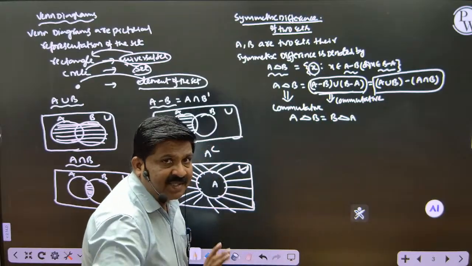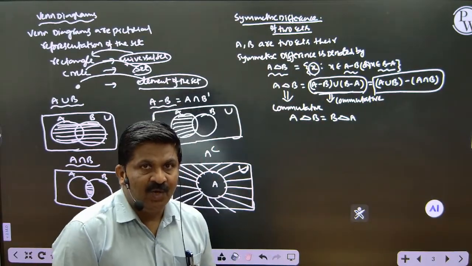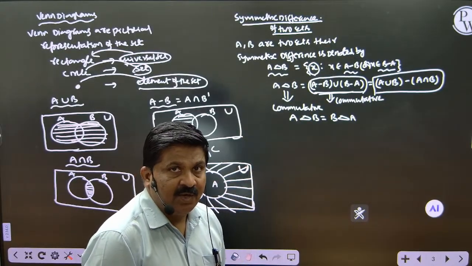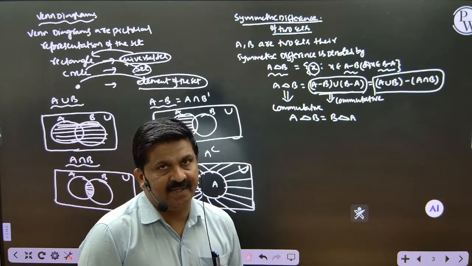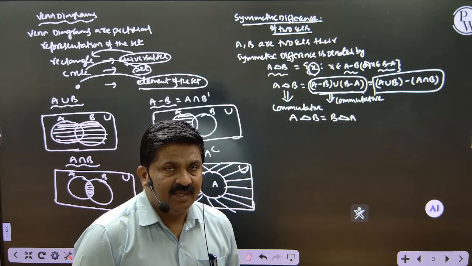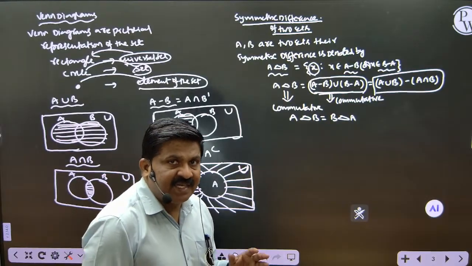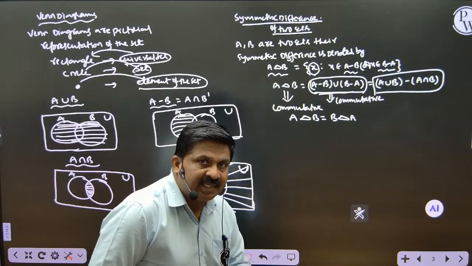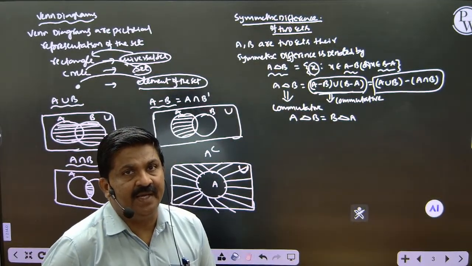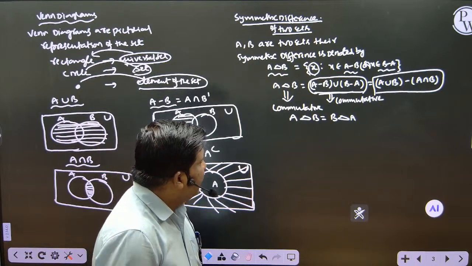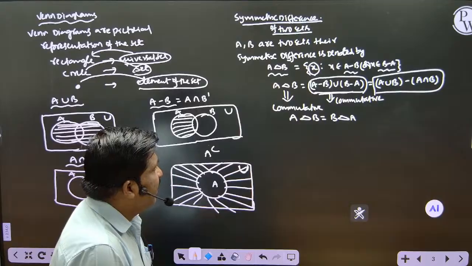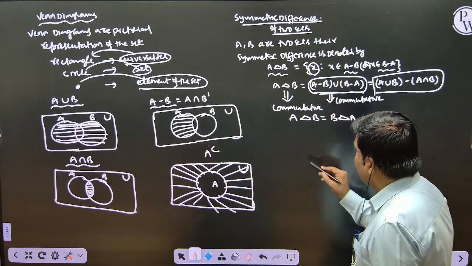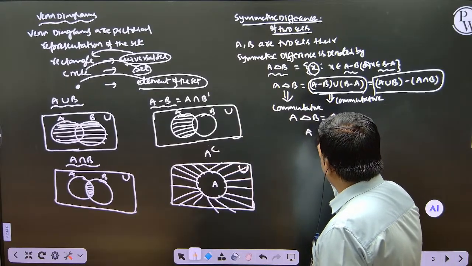But how do you remember A delta B in another format? A delta B means A minus B, only the elements of A but not B, and B minus A, only the elements of B but not A. So it represents the elements of A or elements of B but not both. That's why A delta B is also written as A union B minus A intersection B. But how do you represent A delta B in Venn diagrams?